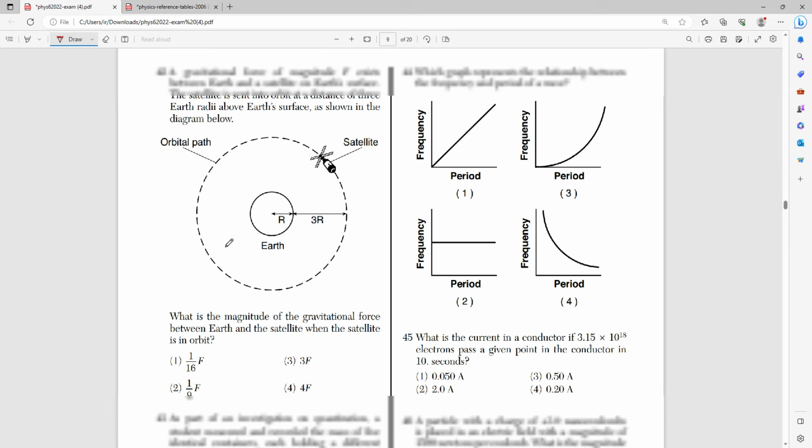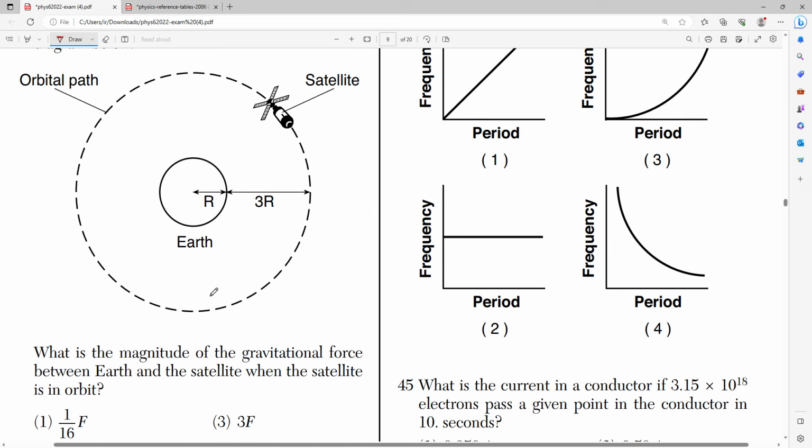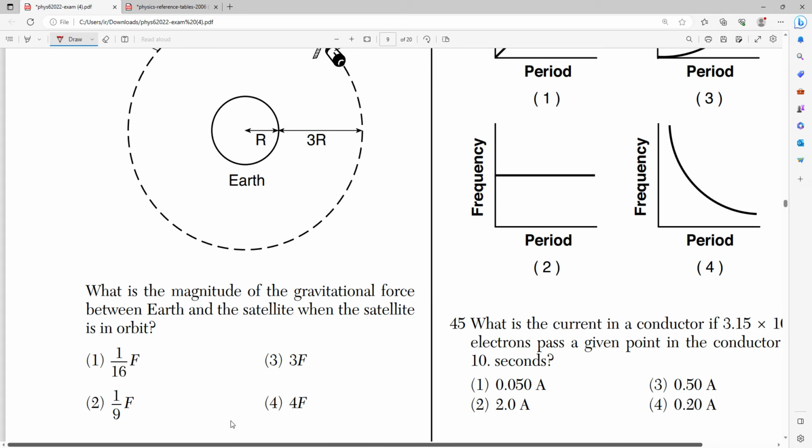So moving on to number 42, it says the gravitational force of magnitude F exists between Earth and a satellite on Earth's surface. The satellite is sent into orbit a distance of 3 Earth radii above Earth's surface, as shown in the diagram below. What is the magnitude of the gravitational force between Earth and the satellite when the satellite is in orbit?